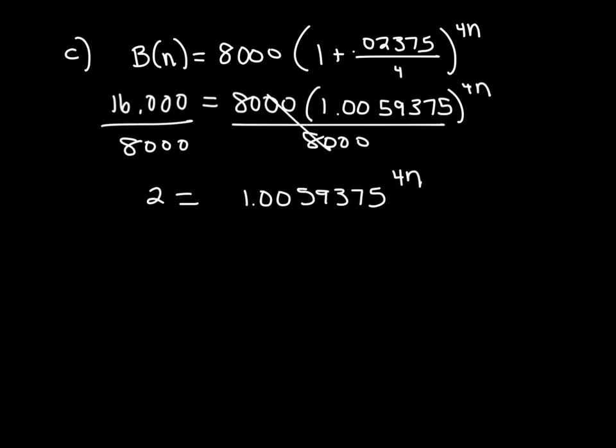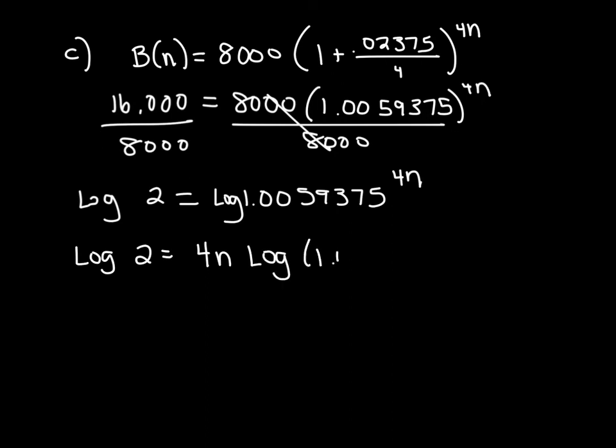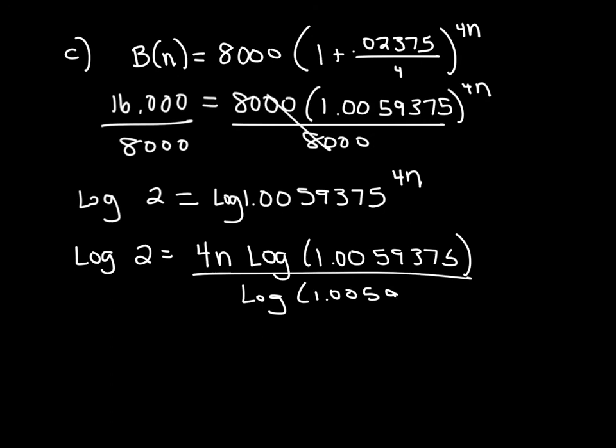Now, in order to get this variable out of our exponent spot, we're going to need to put the word log in front of both sides of the equation. Because when we do that, the power rule says you can take this exponent and bring it to the front of the word log. So we're going to have log of 2 equals 4 times n times log of, I'm just going to put it in parentheses, although you don't need it, this number right here. To get the n by itself, let's first divide by log of this value on both sides of the equation, and you can just plug that right into your calculator.